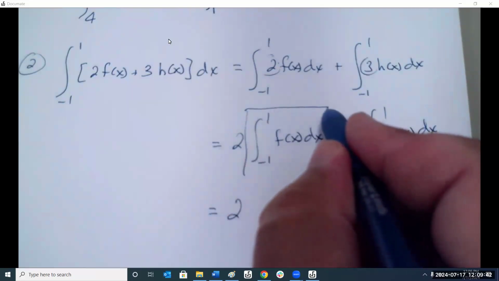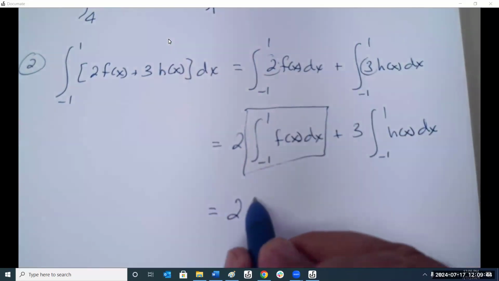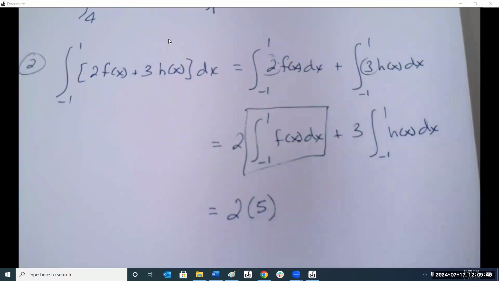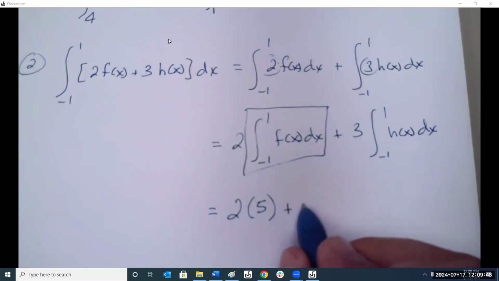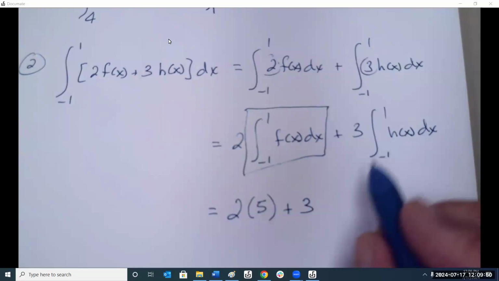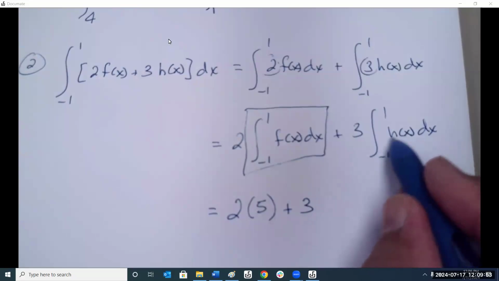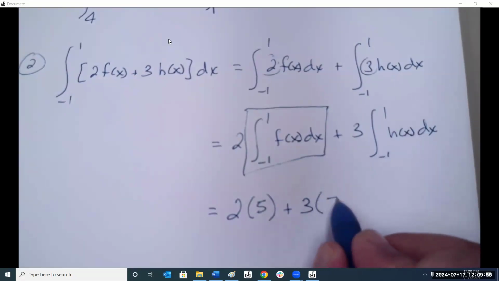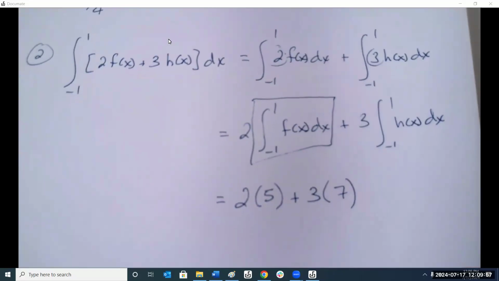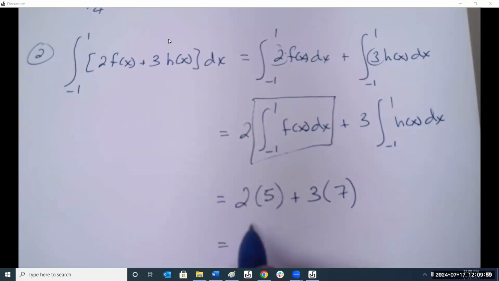The integral of f of x dx from -1 to 1 is equal to 5, and the integral of h of x from -1 to 1 is equal to 7. 2 times 5 is 10. 3 times 7 is 21. So the answer is 31.